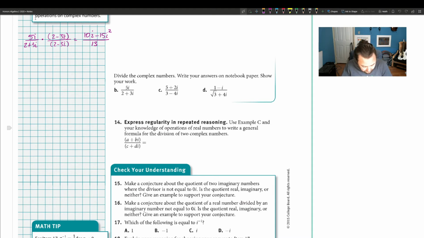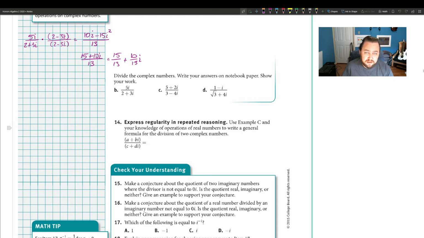So what we're going to end up having here, we're going to convert this i squared into a -1. So we end up with 15 plus 10i over 13. This is a solution. It looks kind of ugly. You could also write this as 15 over 13 plus 10 over 13 i. This is technically more correct because you've got a plus bi. So this is a better form than this, though I understand if you end up here.